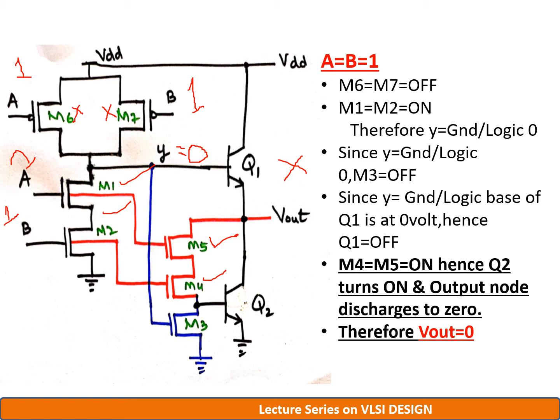Hence, the base of Q2 will have VDD or 5 volt. Hence, Q2 transistor will turn on. This M3 is off because the gate is supplied with Y value, which is 0. And since Q2 transistor turns on, the output node will discharge to 0. So when A and B both are logic 1, the output will be logic 0.